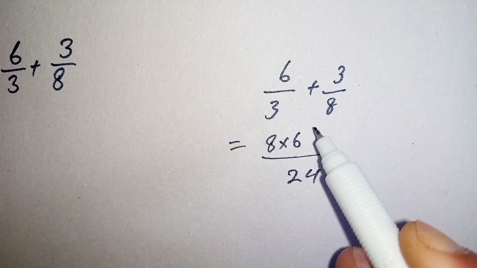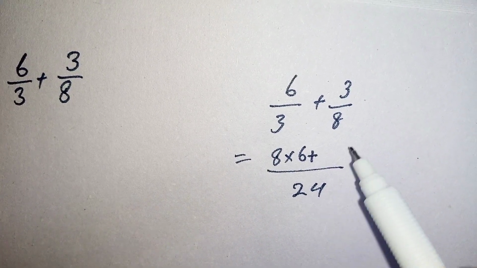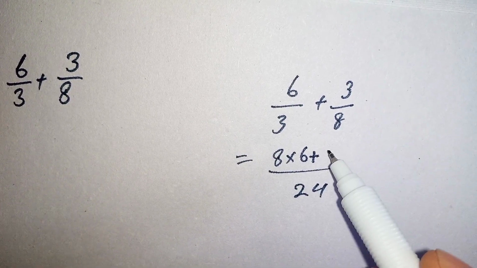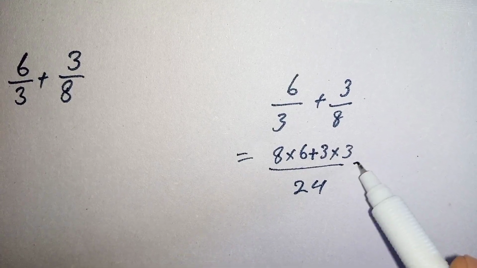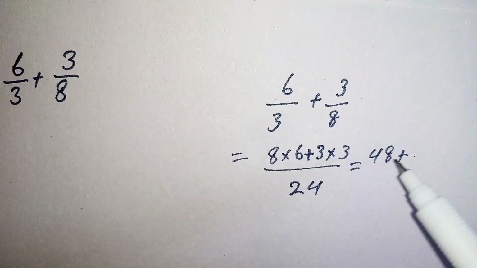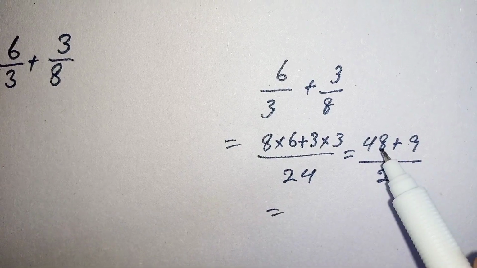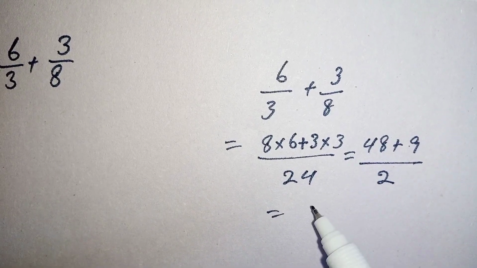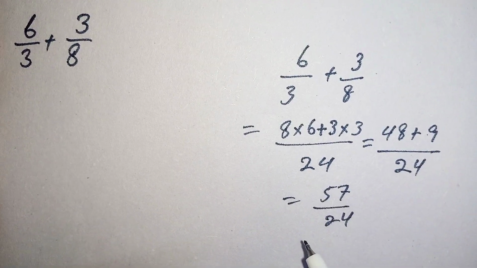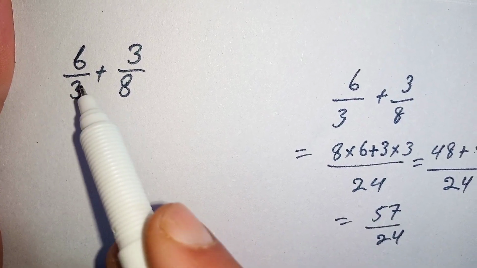The sign is plus, so we'll write the plus sign, and now we will divide 24 by 8, which is equal to 3, and then multiply 3 by this 3, which is 3 times 3. Now, 8 times 6 is 48, plus 3 times 3 is 9, over 24. Now we will add 48 with 9, which is equal to 57 over 24.